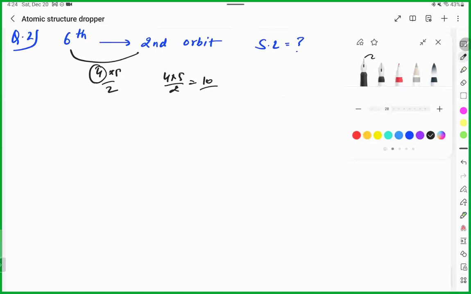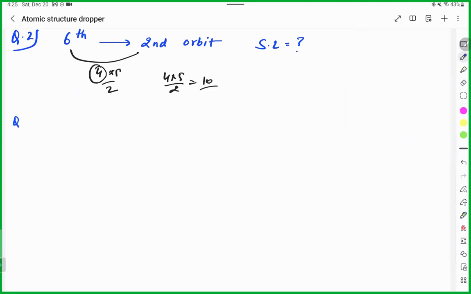Do one more question. In the case of a hydrogen atom, if an electron moves from the nth orbit to the first orbit in multi-step transitions, the total number of spectral lines is 10. Calculate the n value.